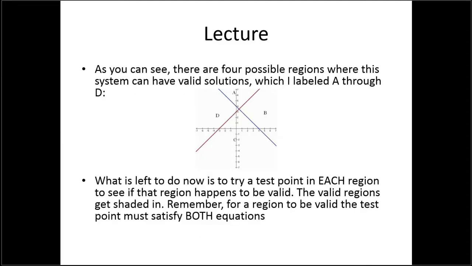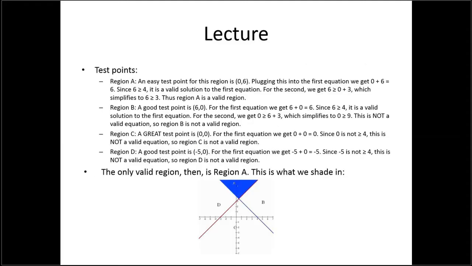Okay, and here I put them as A, B, C, and D. Okay, so now instead of trying 2 test points, we're going to try 4 test points. And we're going to see which region both of the equations is valid for. Okay, so here are the 4 test points that I chose. And as you can see, the only place where these are valid would be region A. Okay, so in this case, the solution would look like this graphically, with that upside down triangle on top shaded in. That would be your solution region.